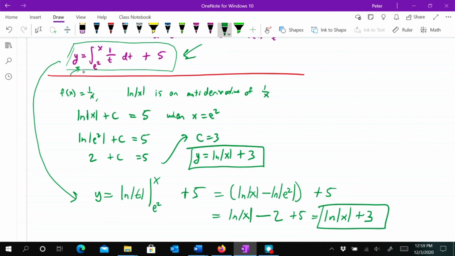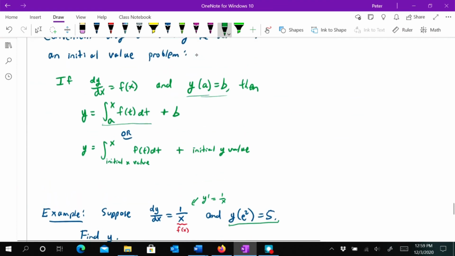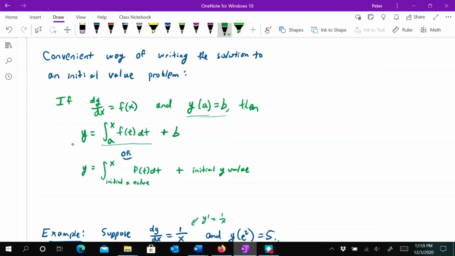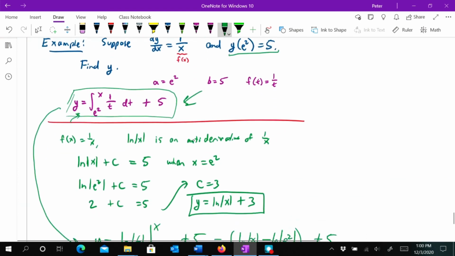It's got to be the integral from the initial value up to x, and then you replace the variable. If you're given f of x, you're going to change it to f of t, and then write dt at the end, and then finally add the initial y value at the end. So that's using this way of expressing the solution to an initial value problem. I'll leave this up here.